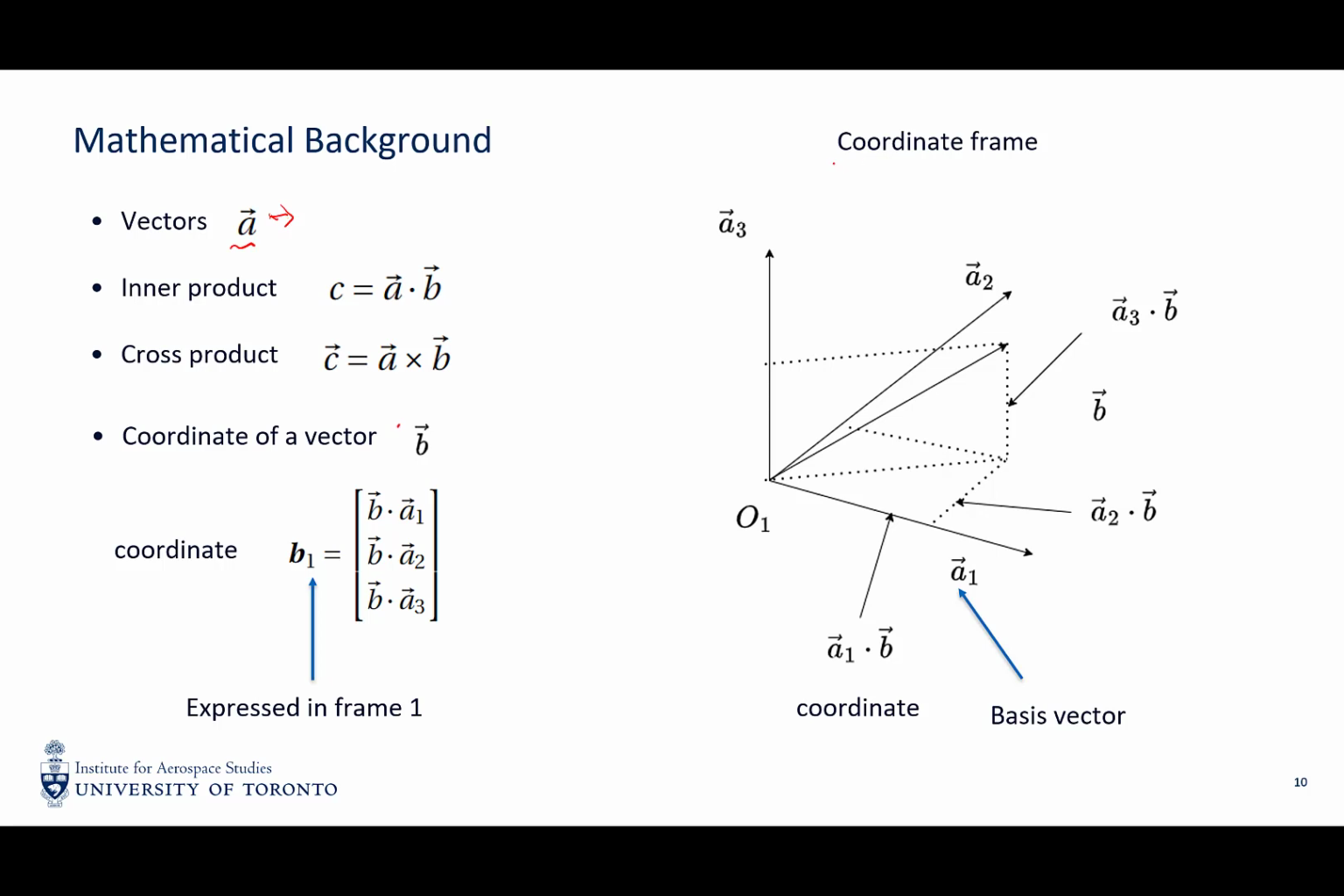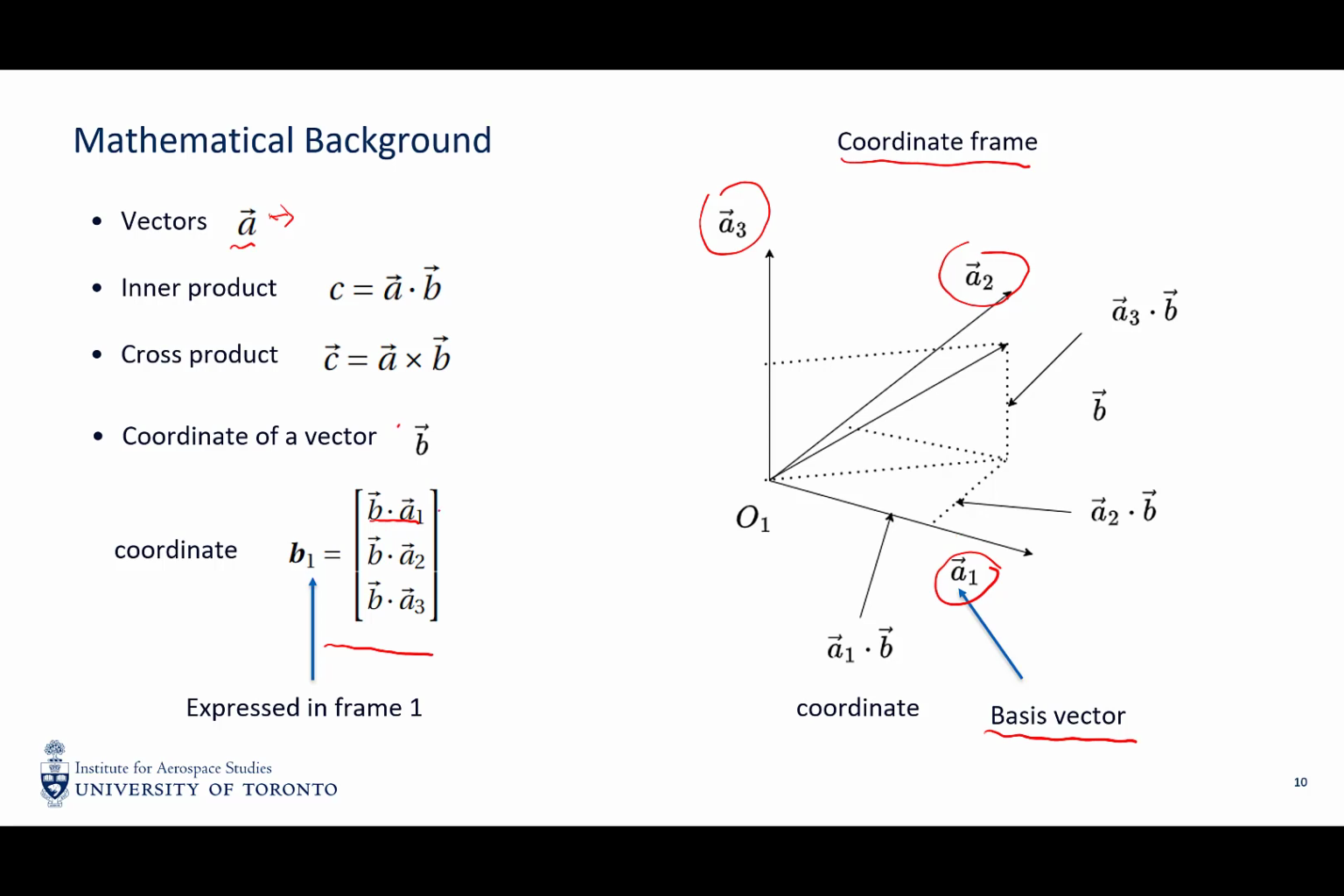So for example, a coordinate frame in three-dimensional space is formed by three unit vectors called basis vectors, A1, A2, and A3. These three vectors are perpendicular to each other and have a length of 1. The coordinate of a vector expressed in some frame, say frame 1, is defined by using the inner product. The coordinate on each axis is the inner product between this vector and the basis vector.